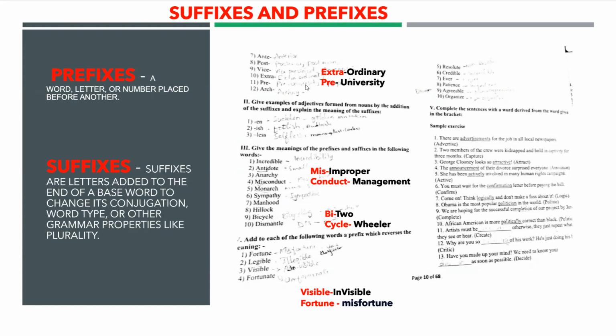Here we have ordinary. Ordinary is just a word. If we need to change the meaning of this ordinary, we have to add something. If we add something before the ordinary, that is a prefix. Extraordinary. Extraordinary means which is not ordinary, which is not obvious. It is something different. It is extraordinary, right?